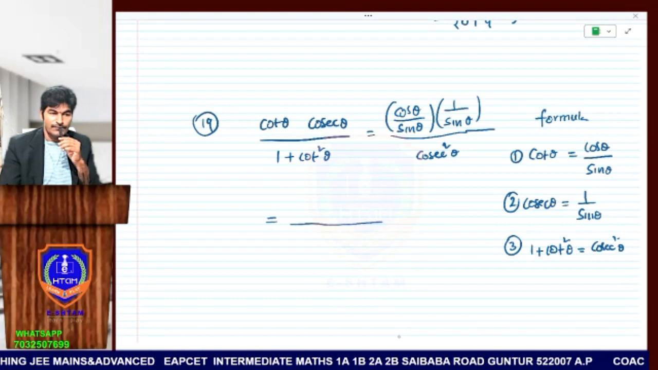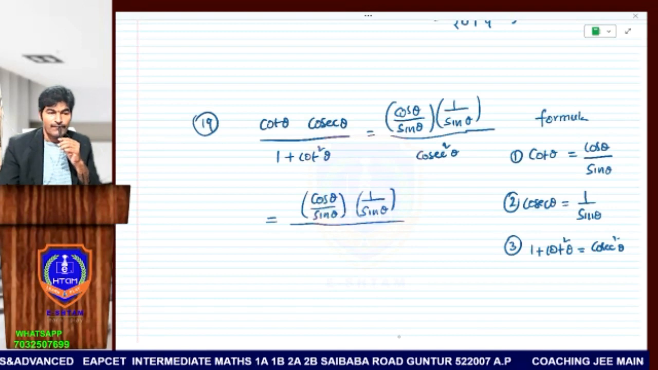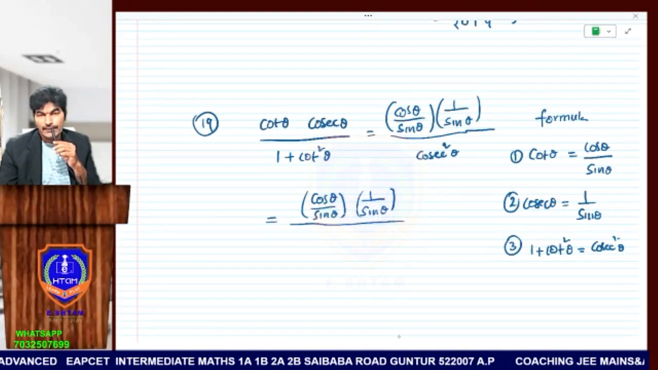Now, we will keep the numerator same. There is no change in that. Cos theta by sin theta same. 1 by sin theta is also same. So what do you write for cosecant square theta?